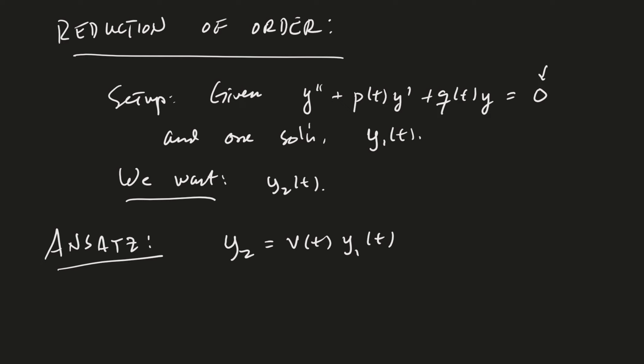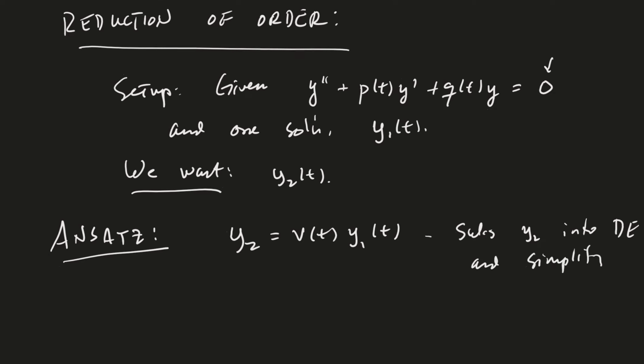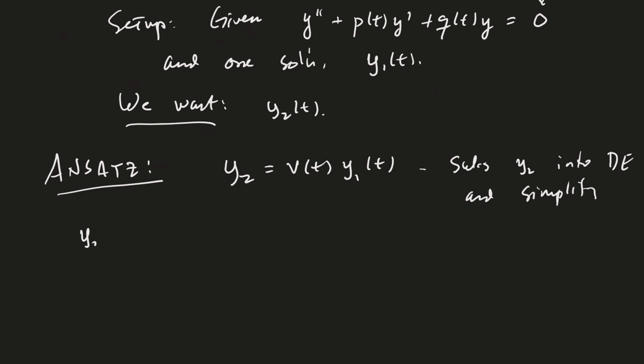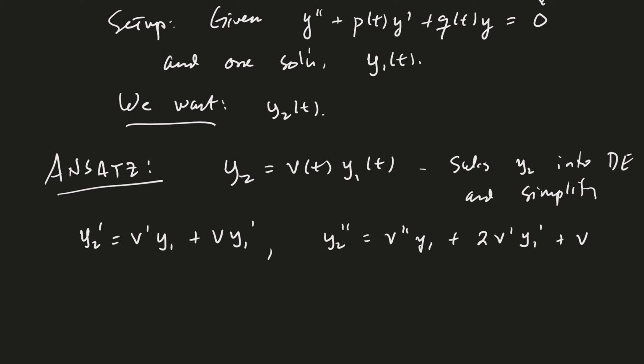We're going to substitute this expression into the DE and simplify to see what we get. Okay, so in order to do that I need y2 prime, which is going to be v prime y1 plus v times y1 prime, and y2 double prime is going to be v double prime y1 plus 2v prime y1 prime, right? Plus v times y1 double prime.